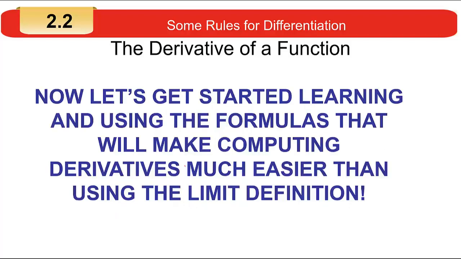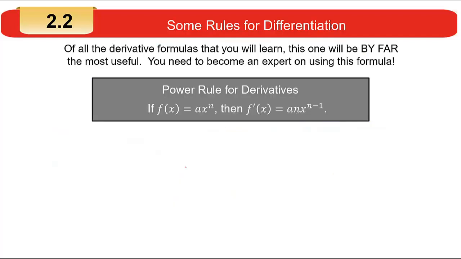Now let's just jump right into it and learn these formulas that will give us a way of avoiding doing these things by definition, which requires a lot of algebra. Of all the derivative formulas that you'll learn this semester, the one that will be by far the most useful is this one. You need to practice this over and over again until you're absolutely an expert at it. It's called the power rule for derivatives, and it simply says if f of x is a function of the form ax to the n, then f prime of x, that is the derivative, is a times n raised to the power of n minus 1.